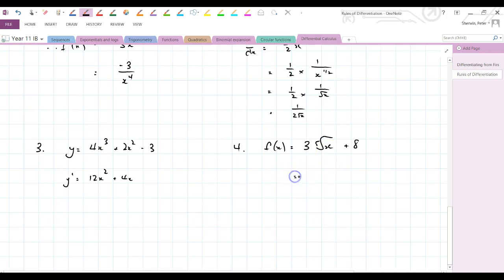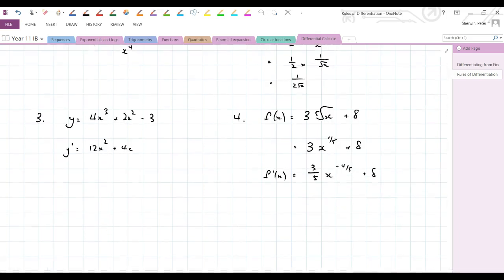Okay, hopefully you've already had a go at it. So I'm going to rewrite this as 3 by x to the power of 1/5. That's the 5th root of x, isn't it? Plus 8. So now I'm ready to derive, so I'm going to say f dash x equals 1/5 comes down, times by the 3, that's 3/5 x. Reduce this power by 1, what's that? Minus 4/5, plus 8. 3/5 x to the minus 4/5 plus 8. Now I could say that's 3/5 by 1 over x to the positive 4/5. I'm not going to get a lot more out of that. That would be 3 over 5 x to the 4/5 plus 8.